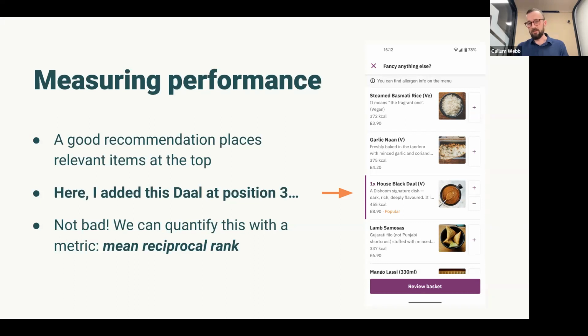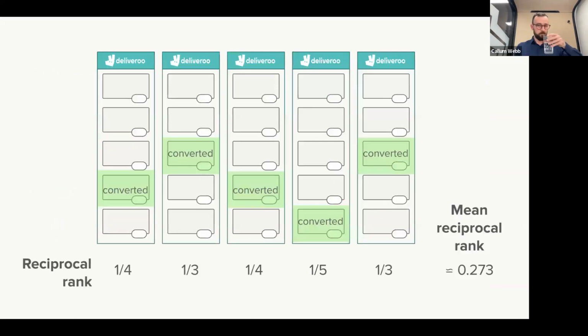So in this case, the house black dial I've added, and that was in position or rank 3. So that's not bad. It's visible on the screen. You can kind of see that if that recommendation was in position 6 or 7, I would have to scroll to get to it, and that is definitely not as good.